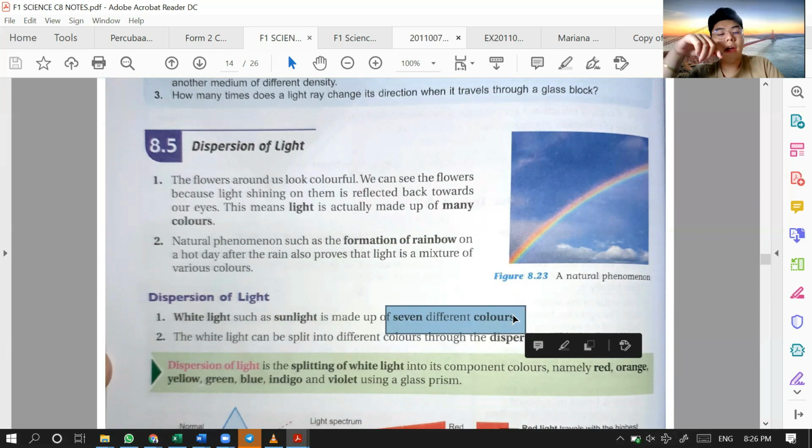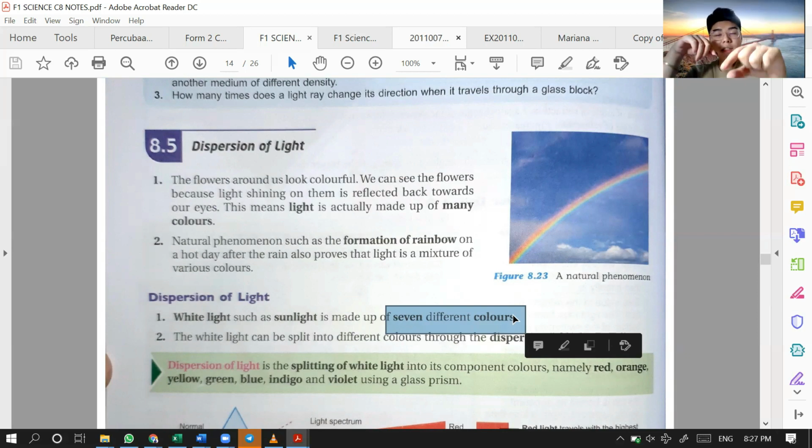Red, orange, yellow, green, blue. For the last two, people sometimes say differently. Sometimes people say violet and purple, but sometimes the book says indigo and violet. As long as you know that one is a lighter purple and one is a darker purple. So basically the 7 colors in a rainbow make up the white light. White light is a combination of colors.